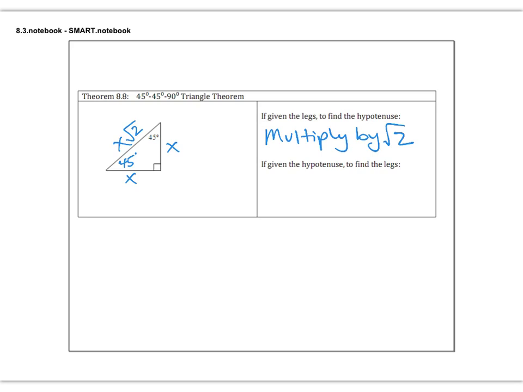If you're given the hypotenuse, then you're going to have to work backwards to try to find one of the legs. And so in this case, to work backwards, instead of multiplying, we're going to divide. So if you're given the hypotenuse, you're going to divide your number by root 2. So again, if you're given the hypotenuse, to work backwards, you divide by root 2 and you'll get the length of a leg.